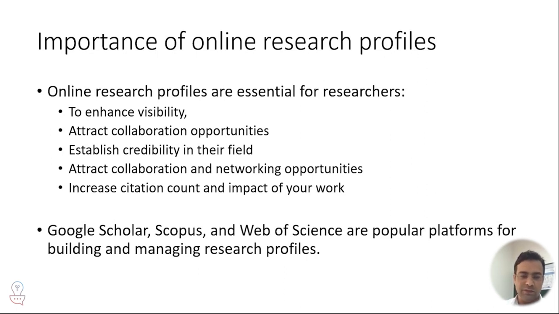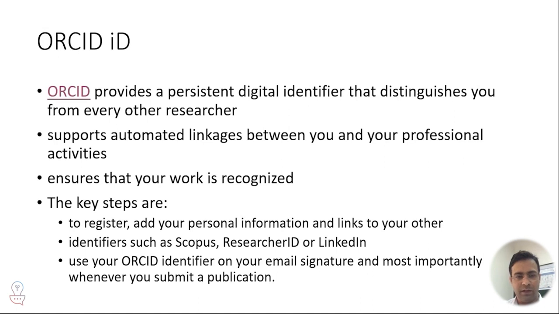So there is one unique or persistent identifier, which is unique to every researcher over the internet, or over the research databases. It's called ORCID. And ORCID ID supports automated linkage between you and your professional activity.